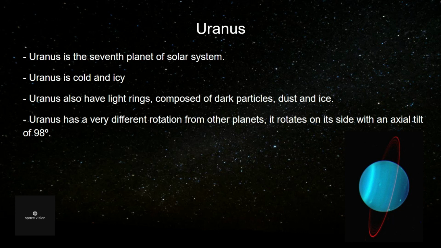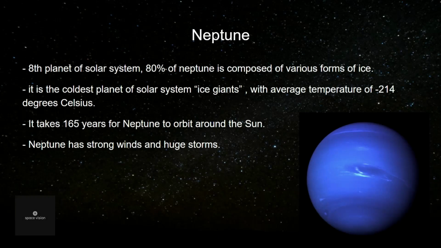Okay, so Uranus also has a very different rotation from other planets. It rotates on its side with an axial tilt of 98 degrees. This is the photo of Uranus, and it's rotating like 90 degrees, perpendicular, like a rolling pathway. And this is the strangest thing about Uranus. It makes it completely different from other planets of the solar system.